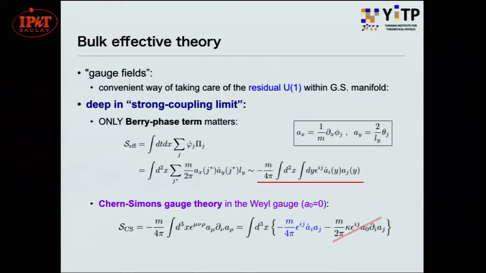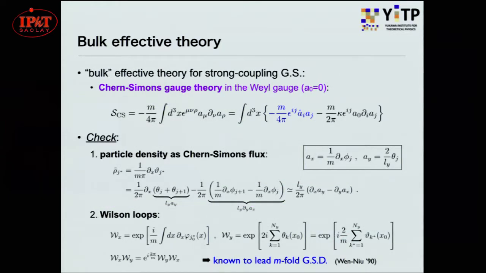And this is nothing but a Chern-Simons gauge theory in a Weyl gauge. So this is the Chern-Simons action, and if you take the Weyl gauge, you can forget about this term. This is nothing but what we get here. So we can reproduce Chern-Simons gauge theory starting from the coupled wire construction in the strong coupling limit. Okay, we can check several formulas known from the Chern-Simons gauge theory approach. For instance, you can reproduce the density operator. You can rewrite the density operator in terms of Chern-Simons flux. So this is fine.